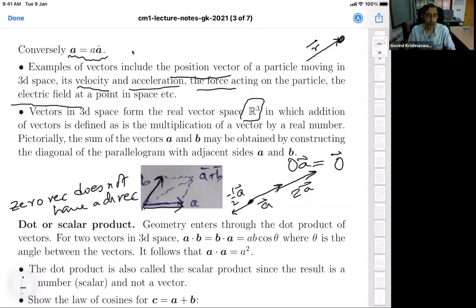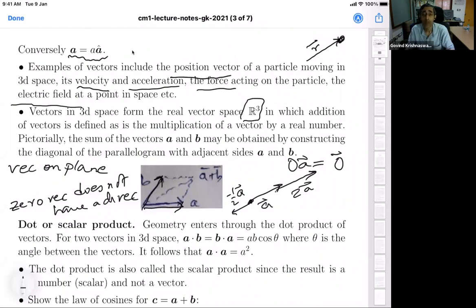Now, a vector space is then a space of vectors. Its elements are vectors, and the space is closed under addition and multiplication by scalars. These real numbers are called scalars. So the space of such objects is called a vector space. So vectors on the plane form a two-dimensional vector space, which I should call by some name.